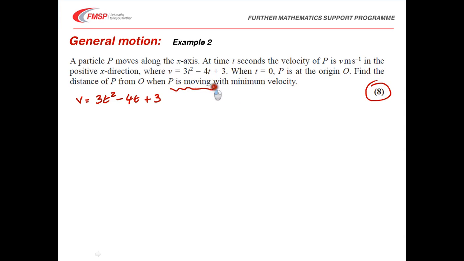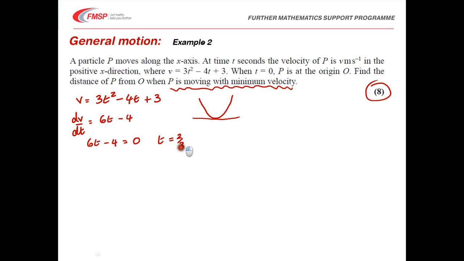Let's think about when p is moving with minimum velocity. Notice that this velocity here is a quadratic expression. When p is moving with minimum velocity, we're looking at this lowest point on the curve, and that turning point is found where the gradient is 0, i.e. where the acceleration is 0. So we want to make an expression for dv/dt, the acceleration, equal to 0, so we differentiate. That gives me 6t minus 4 and we're going to make that equal to 0. So 6t minus 4 equals 0 means t equals 2/3. That's the time at which p is moving with minimum velocity.